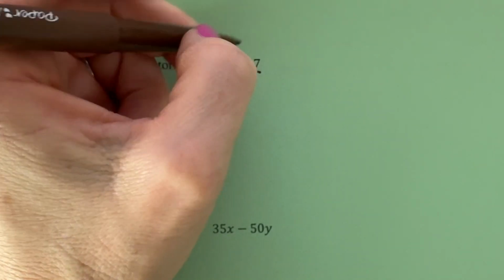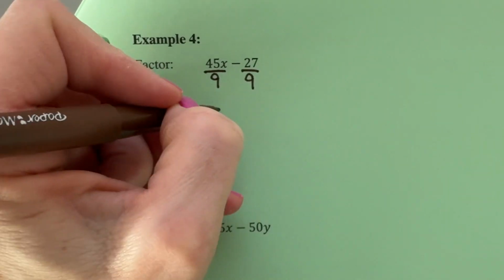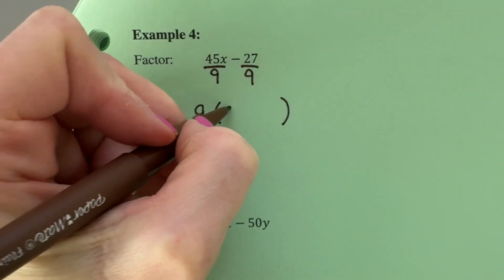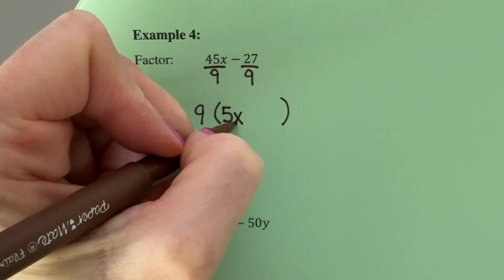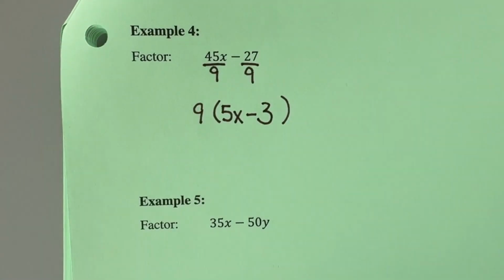Pause me if you need to. I'm thinking it's 9. So 9 comes to the front. Open those parentheses. 45 divided by 9, that's 5x. Bring down the minus. 27 divided by 9 is 3.